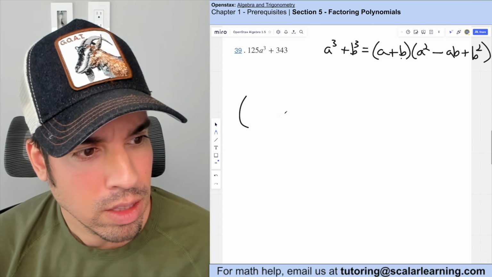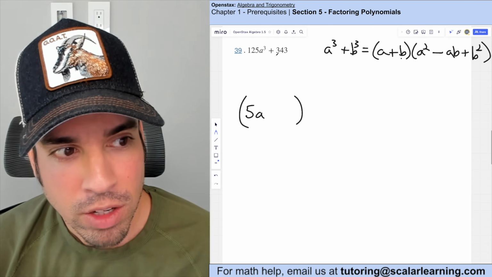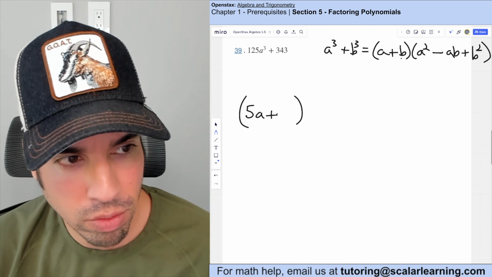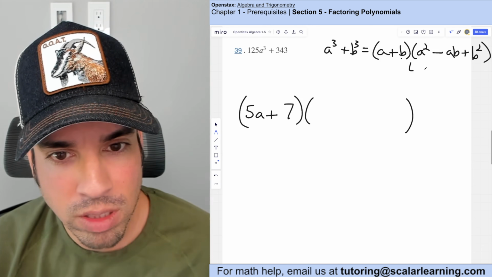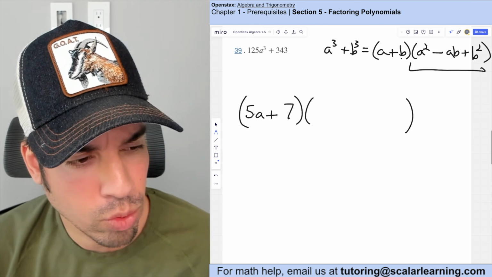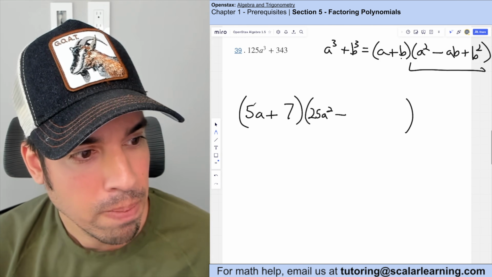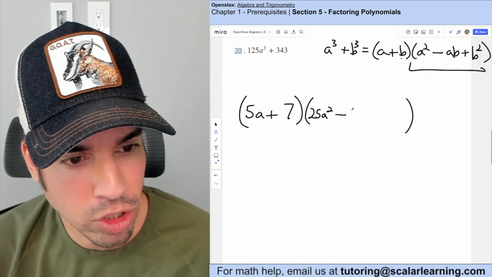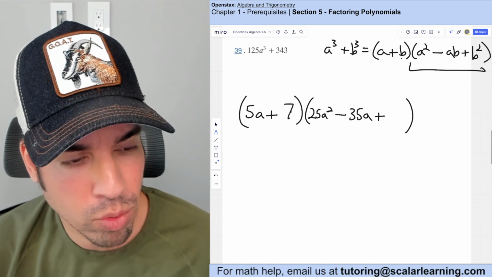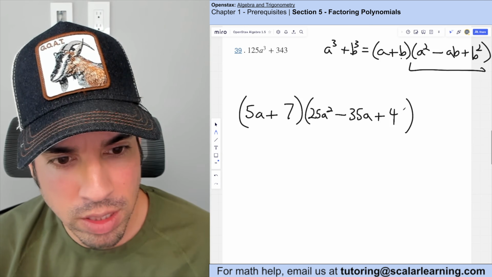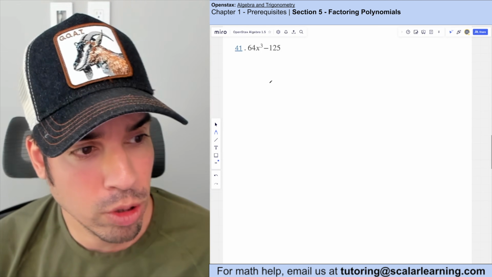So first we've got the cube root of 125a cubed, that's 5a, and the cube root of 343, that is of course 7. So now we multiply against what's going to be this trinomial. So first we have the a squared, (5a) squared is 25a squared, minus a times b, 5a times 7, which is 35a. And then finally we have plus b squared, 7 squared, which is 49. Boom, done. Here we have a difference of cubes, so I'm going to show you how this looks.